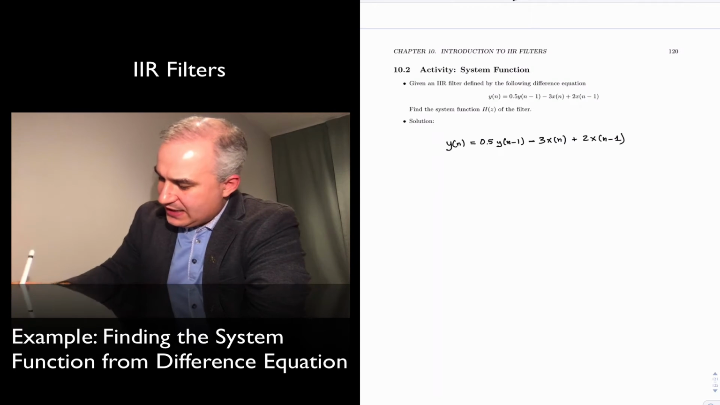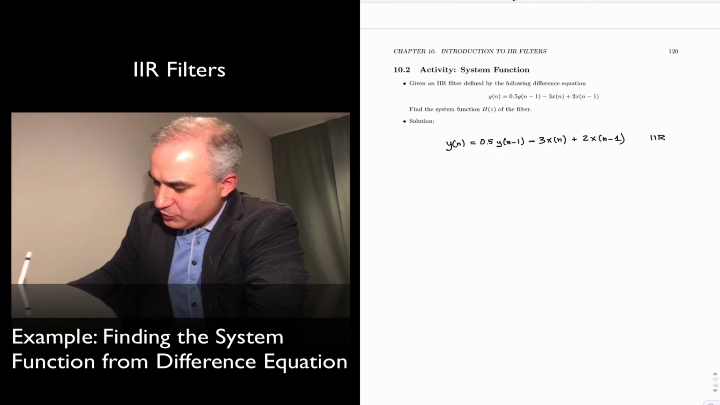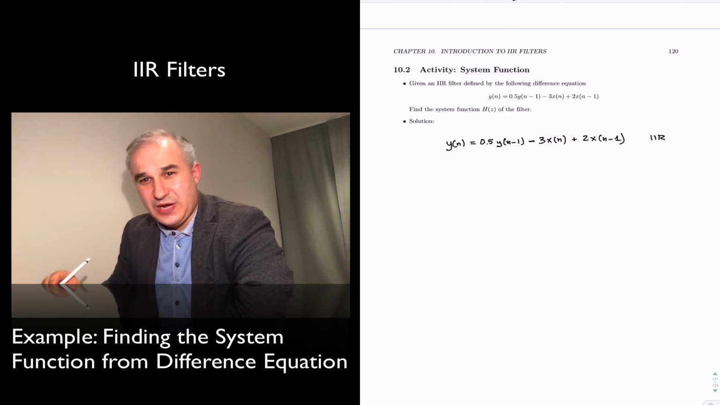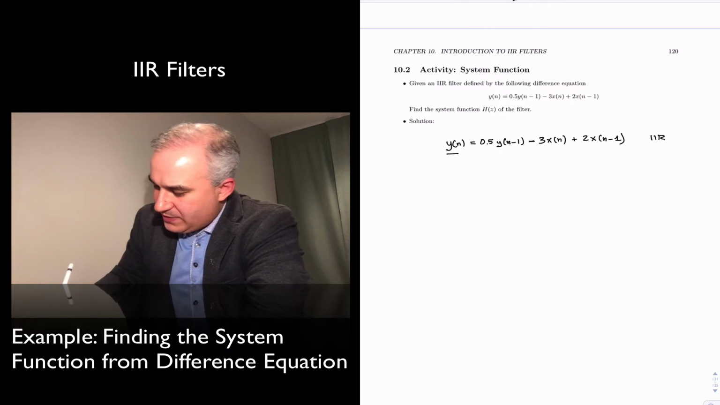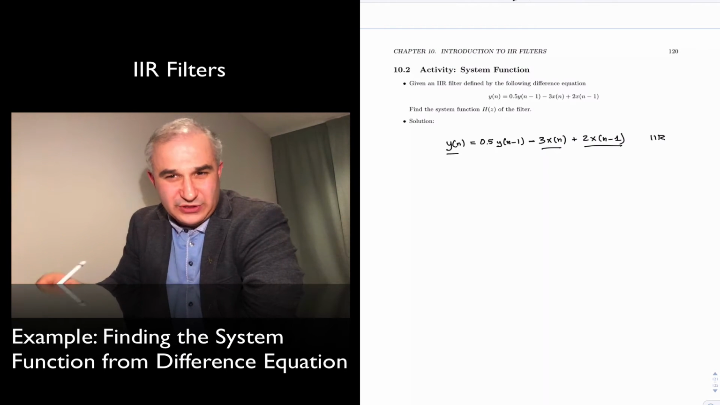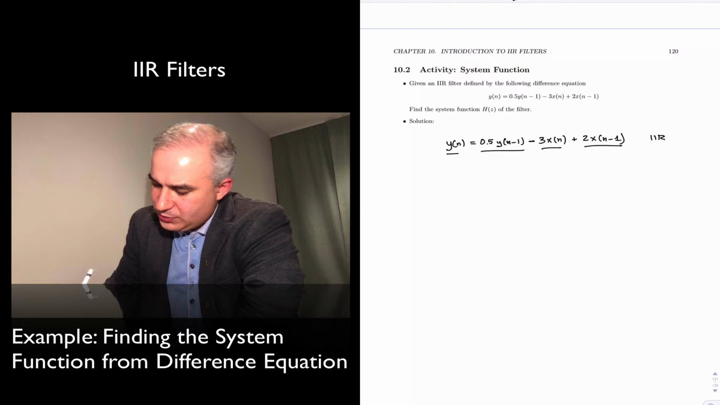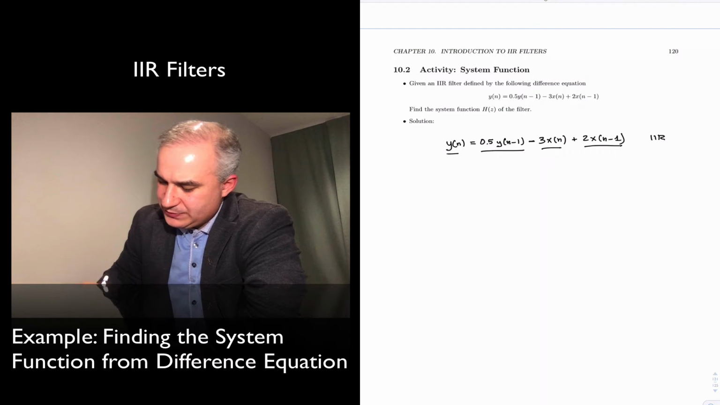So again, this is an IIR filter, infinite impulse response filter, because we have a difference equation where the output not only depends on the inputs, present and previous inputs if it is causal, but also on previous outputs, if it is causal again.